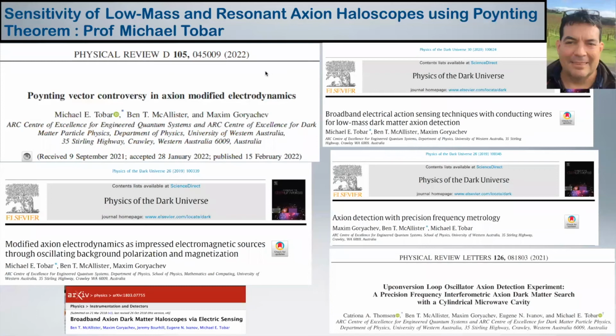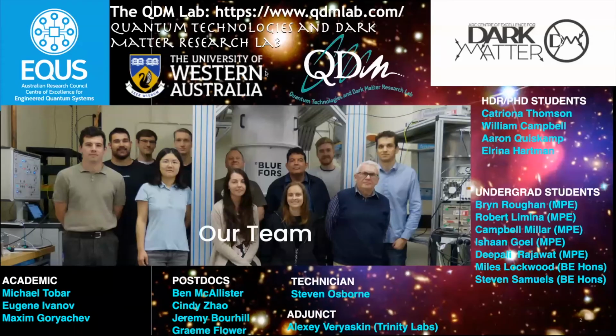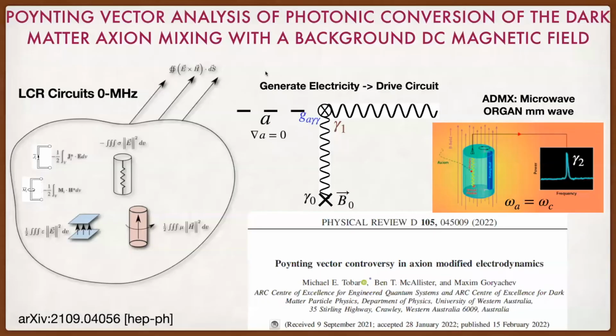Talking about low mass and resonant axion haloscopes. I'm from the Quantum Technologies and Dark Matter Research Labs at the University of Western Australia. You can use Poynting theorem to calculate the sensitivity of LCR circuits from 0 to megahertz and resonant haloscopes on the order of microwave frequencies. A paper was published earlier this year, if you're interested.